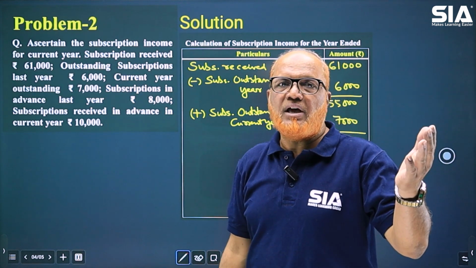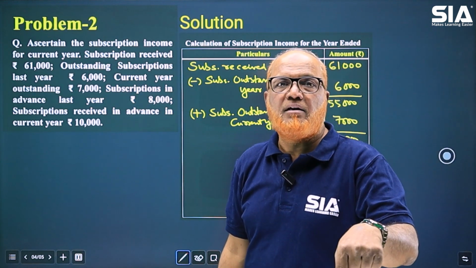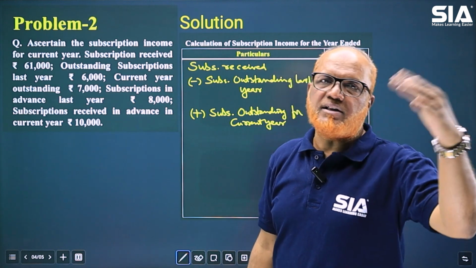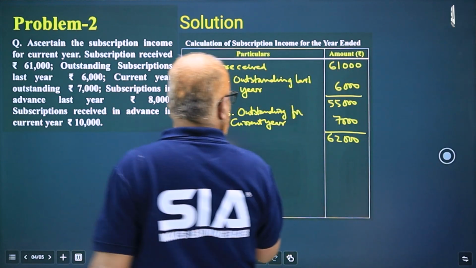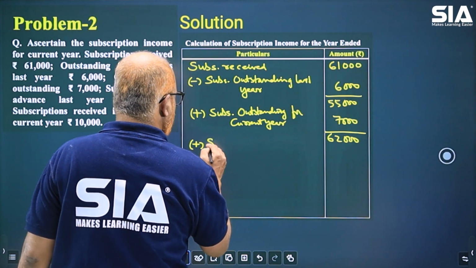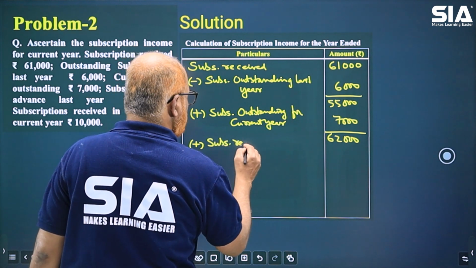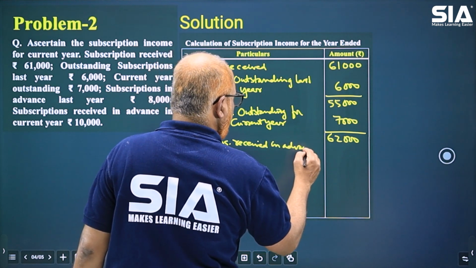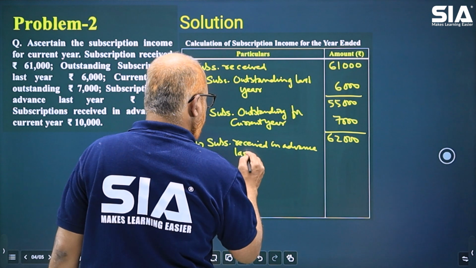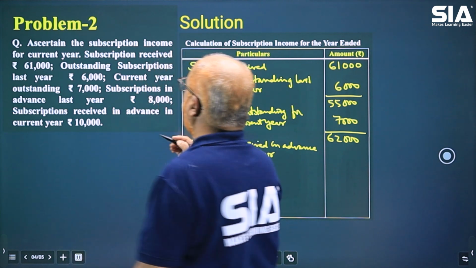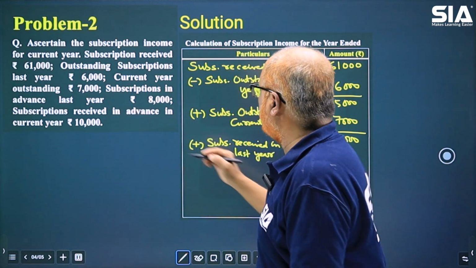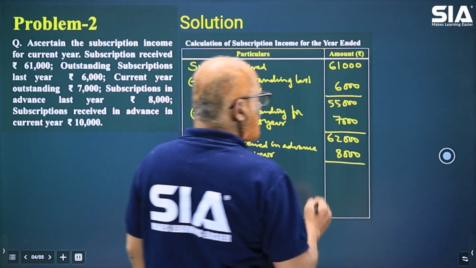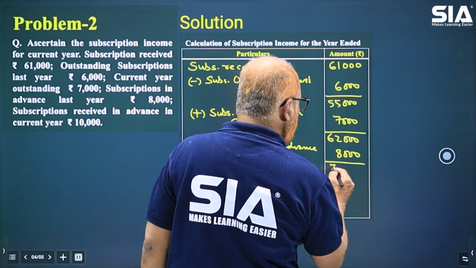Then, last year we have taken subscription in advance. That means last year we received in advance for the current year. It is the current year's income. So we should add subscription received in advance last year. That should be added. Subscription in advance last year is 8,000. So we are adding 8,000. So how much will it become? 62 plus 8, that is 70,000.